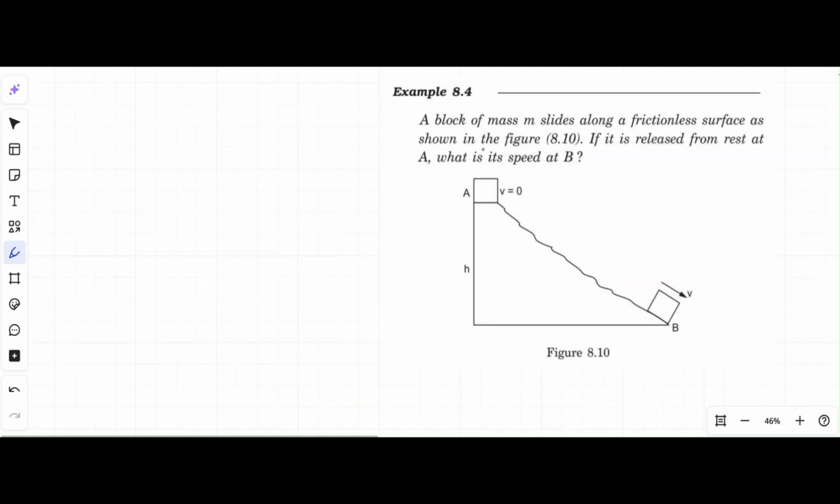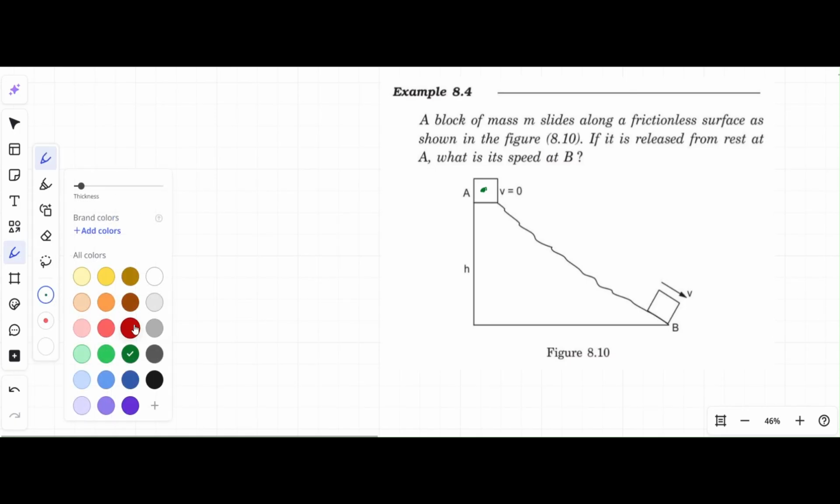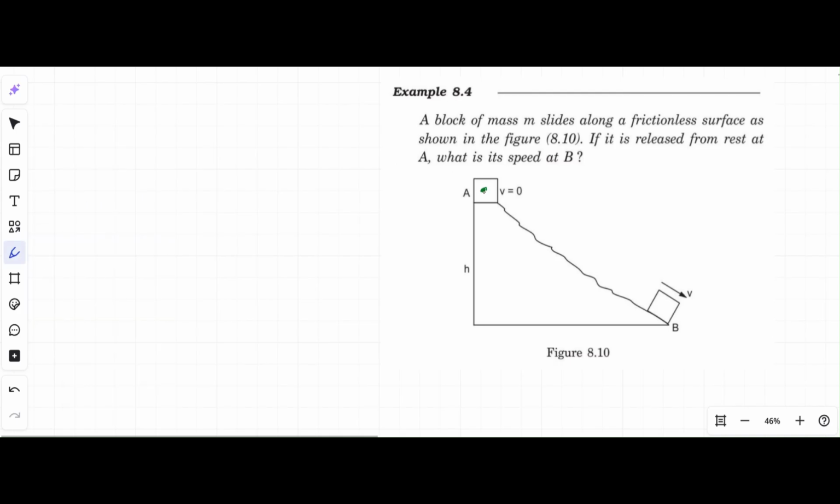Now here we are given a block. This block is of mass m and it reaches from A to B, this position B, and the height is h, and this will be some distance, and this is a frictionless surface. So what happens if it is released from rest? Then what will be its speed when it reaches B? Speed at B, and the surface is frictionless.